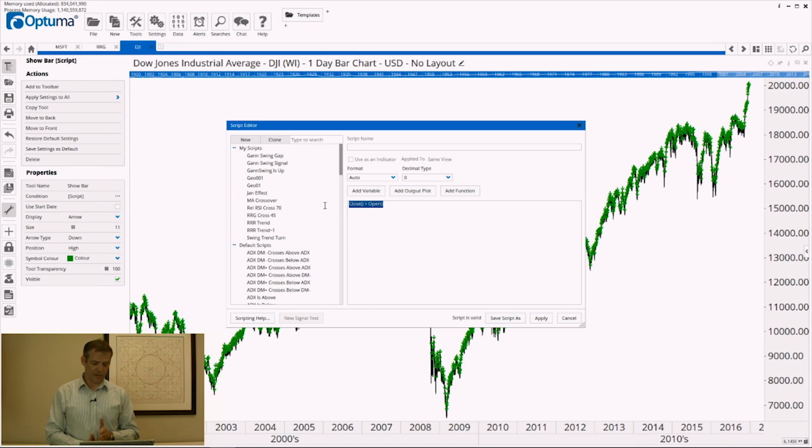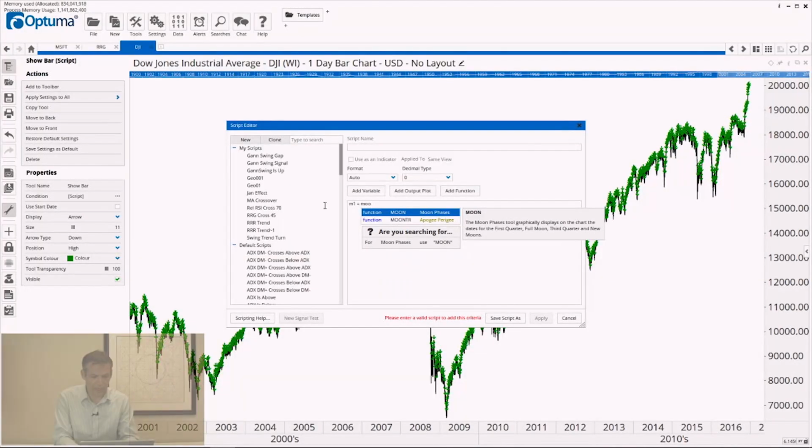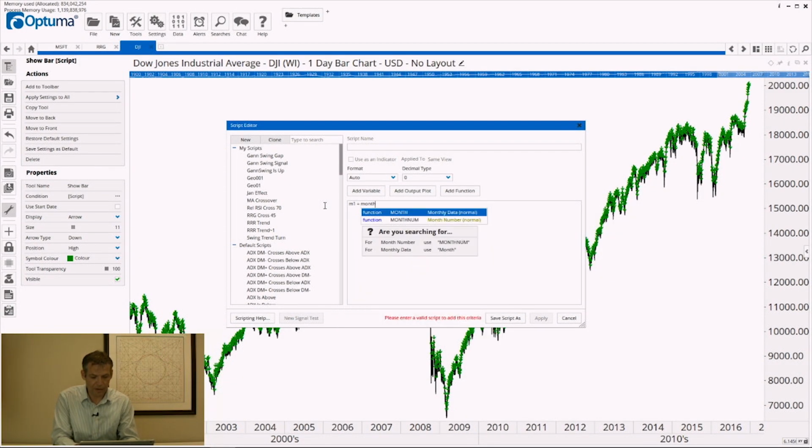So I want to look at monthly data, and I want to know that the month number has changed to February. So let's do it this way. We're going to do M1. First of all, even though I'm looking at a daily chart with all of this, I want to actually do my calculations on the monthly data. So I'm going to just do month. That's taking the daily prices, converting it into monthly, and putting that into M1 for me.